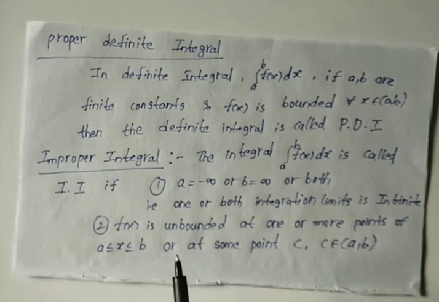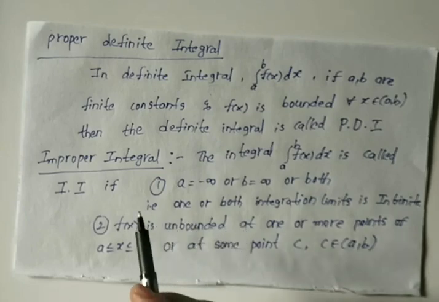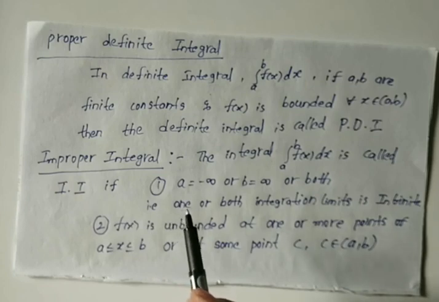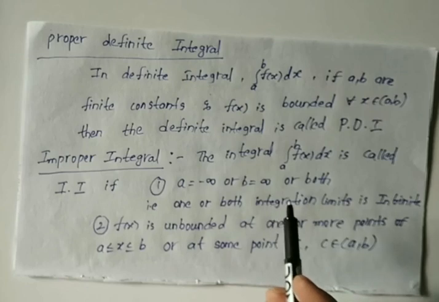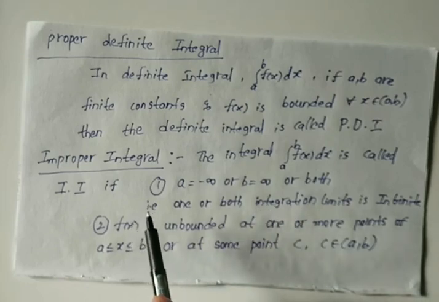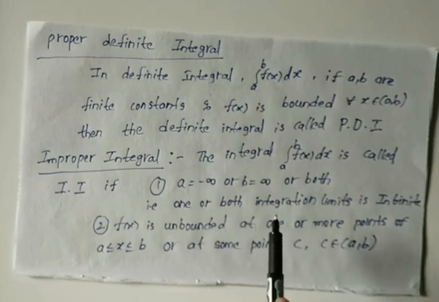Okay, the integral from a to b f of x dx is called an improper integral if, first one, a is equal to minus infinity, or b is equal to infinity, or both. Or both means a is equal to minus infinity and b is equal to infinity. Okay, don't confuse. That means one or both integration limits is infinite.